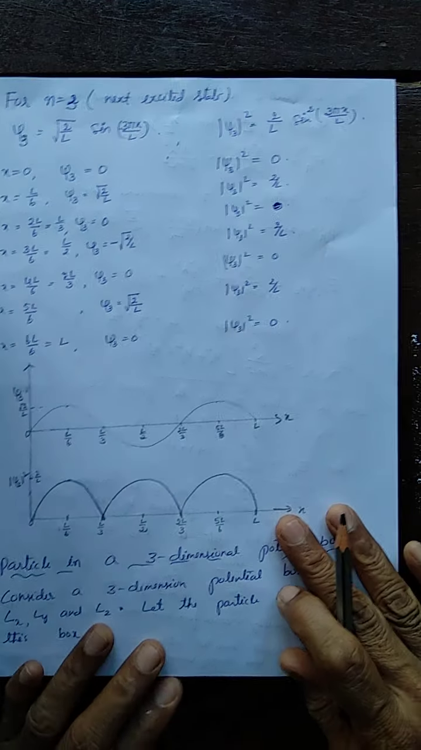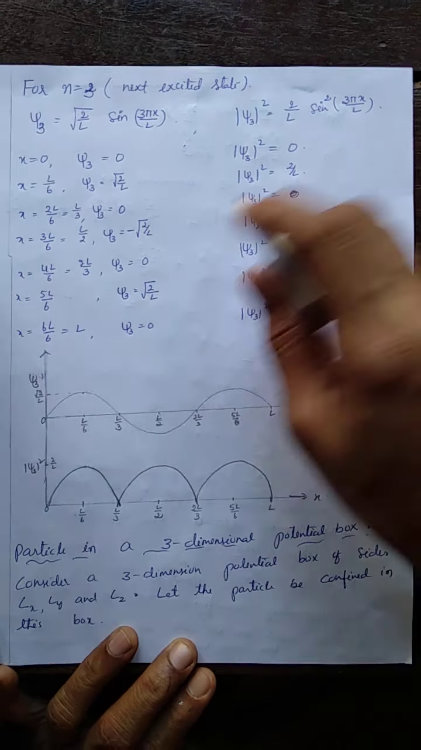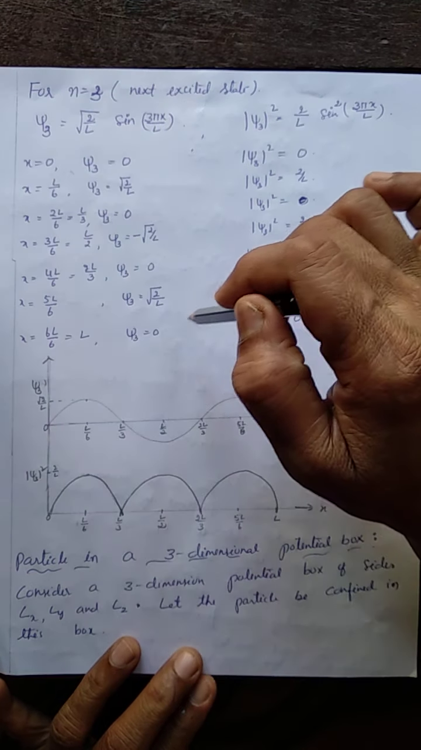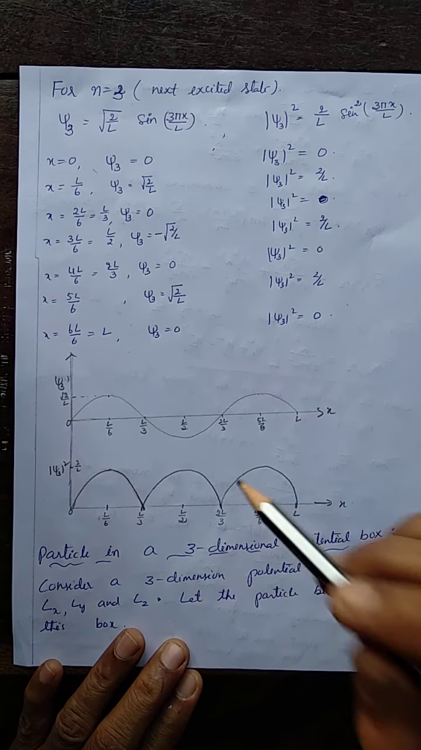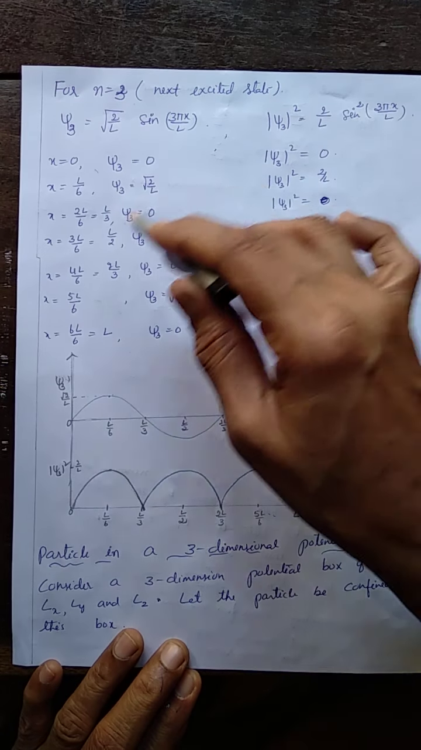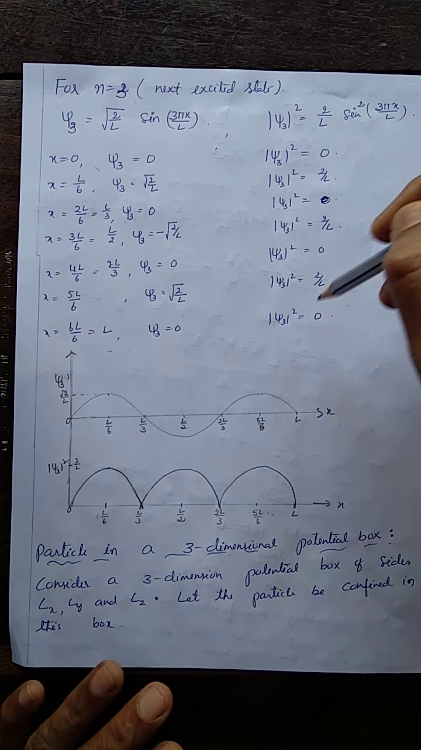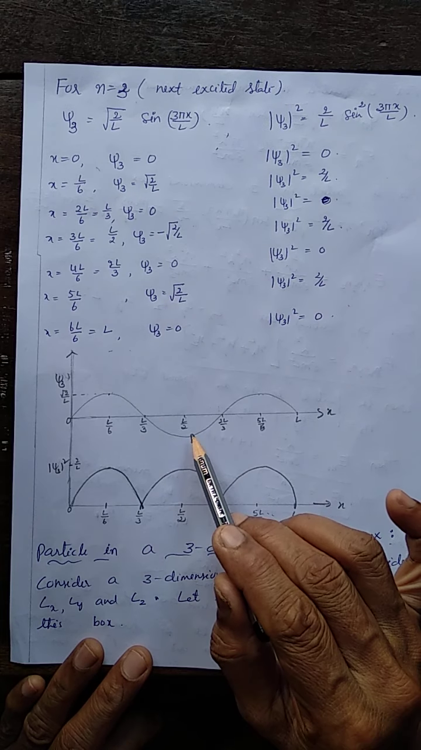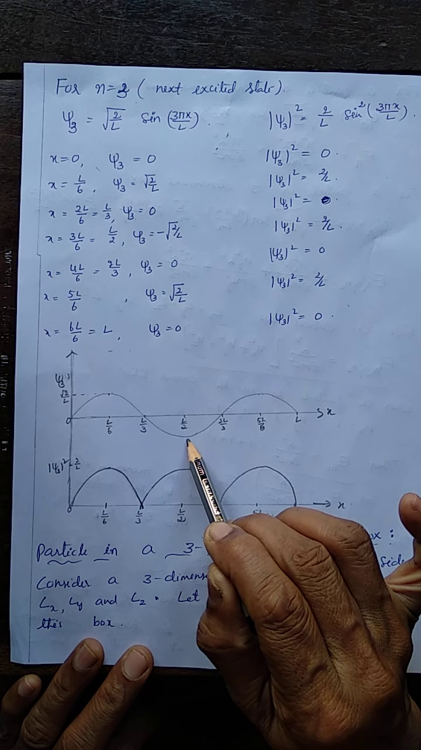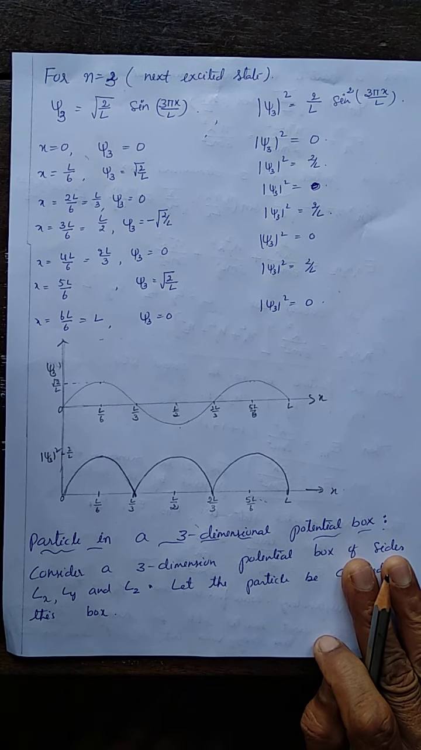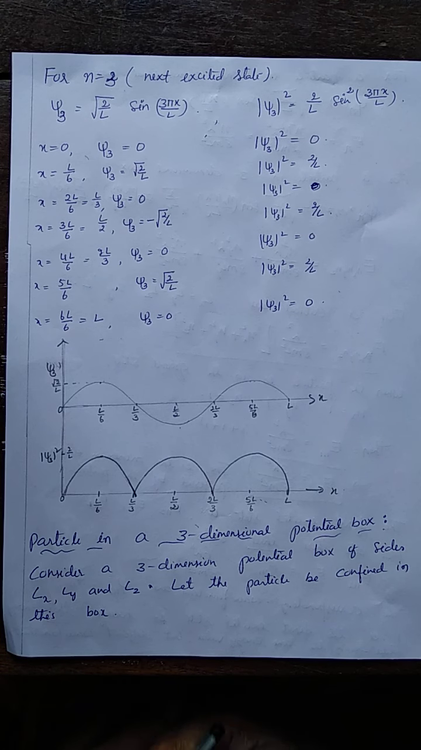In a similar manner, for n equal to 3, see, I have given it in detail here for n equal to 3, the next excited state. In this case, what do we do? We divide the interval 0 to L into 6 equal parts like this. You try to plot yourselves. I have given the values and you get the curves like this. See, everything I have given in detail, just go through it. And you get the curves as this. This is for psi 3, this is for mod psi 3 square. This is about the plotting of the curves for wave function as well as probability density.